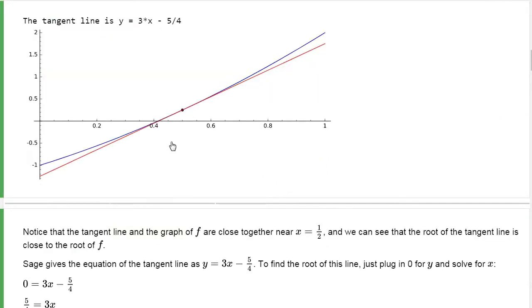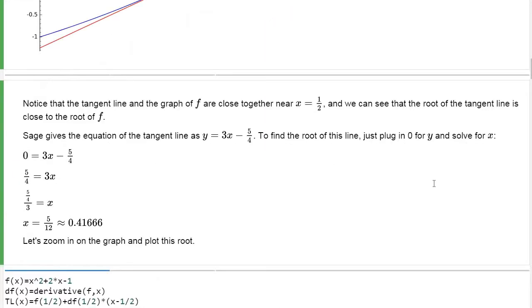I zoomed in on the graph of this function. So here's the point of tangency at x equals 1/2. That's that black dot. And you can see that the x-intercept of the function is not exactly 1/2. It looks like it's 0.4, who knows, 0.41, 0.42. And you can also see that the x-intercept of the tangent line, the red line, is very close to the x-intercept of the function in blue. So they cross pretty close together. So the tangent line is going to give us a decent approximation for the root or x-intercept of the function.